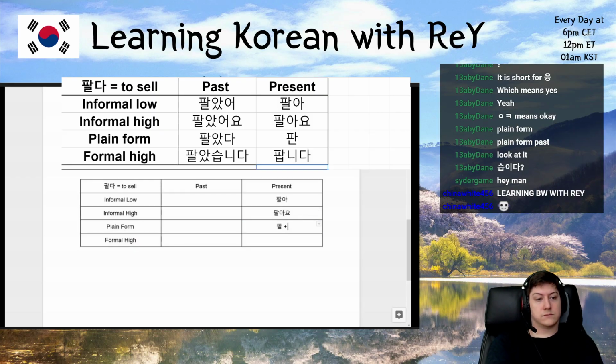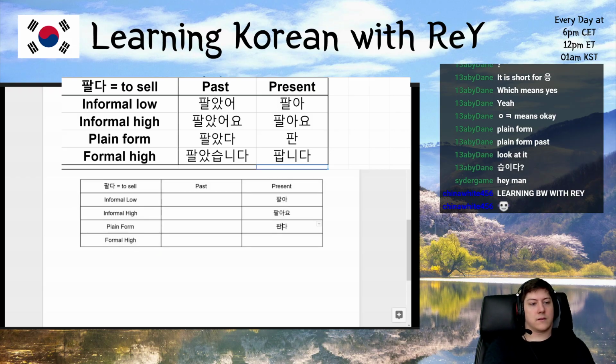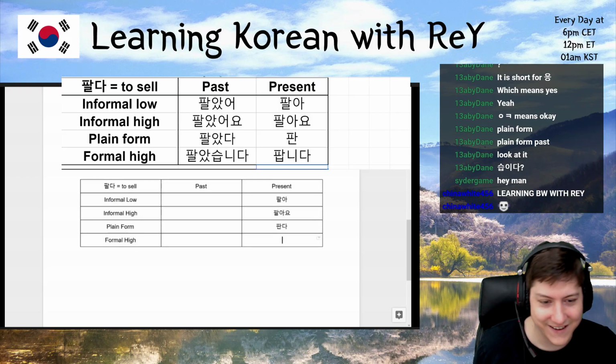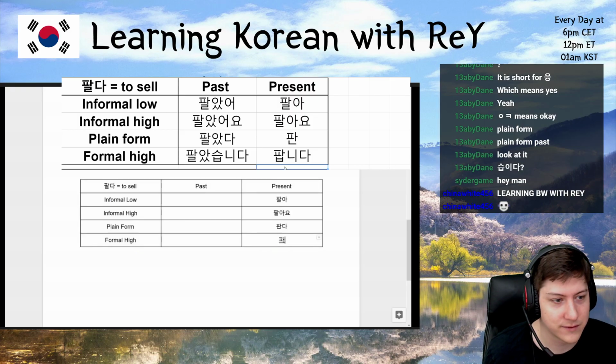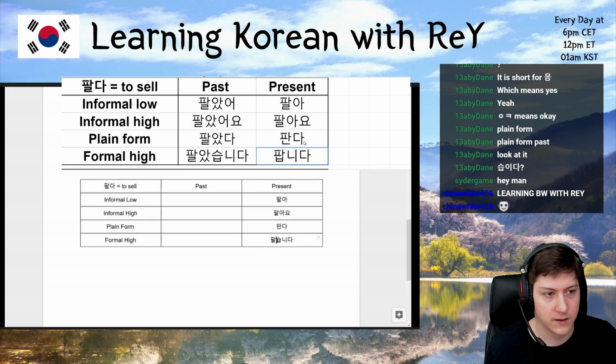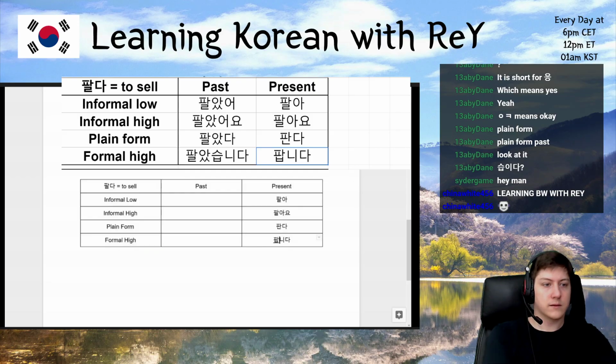I'm going to have the stem followed by this or this. But as you know, with this irregular, if you add this ending to it, a very common mistake would be to say palnunda. But instead, what's actually happening is it becomes panda. Panda. Nice. And the same. Oh, I forgot the da. Well, the da, of course. Instead, it's going to be pamnida.